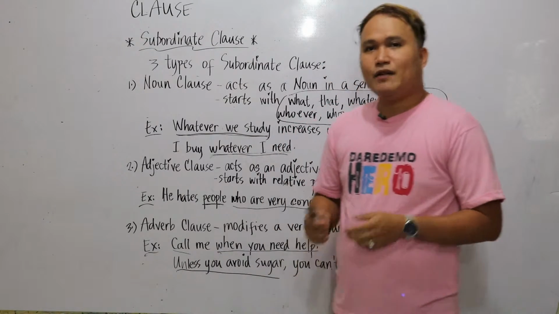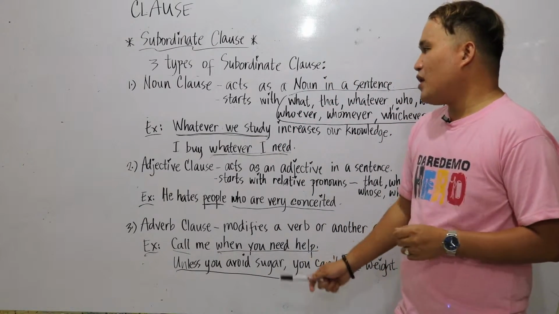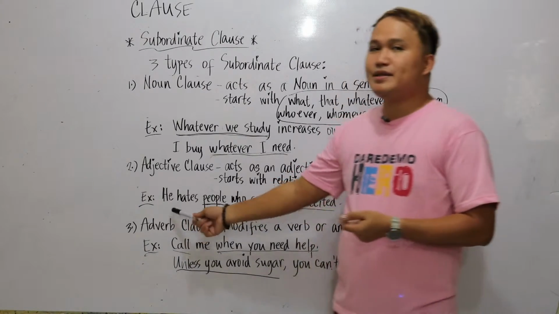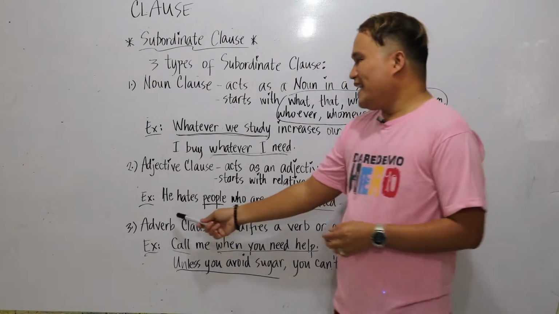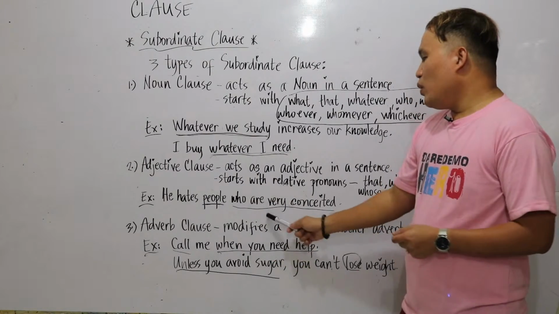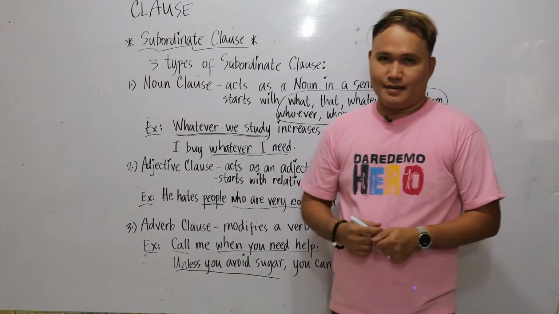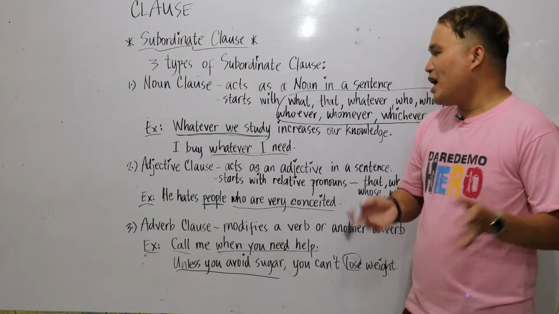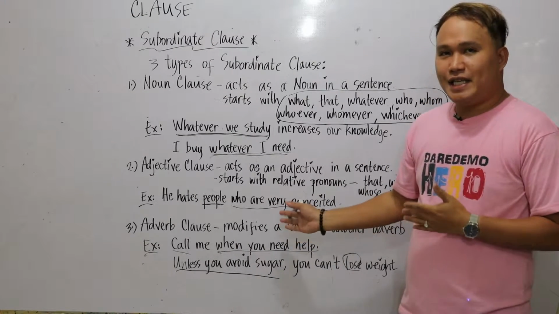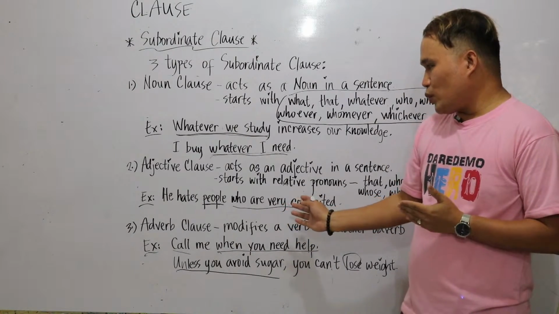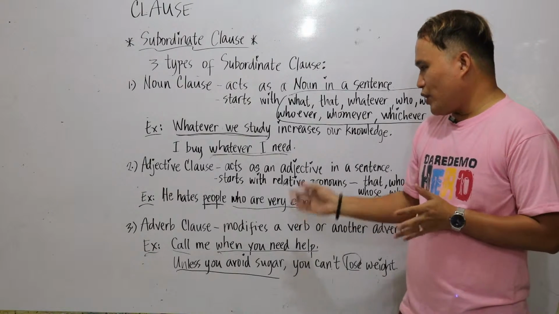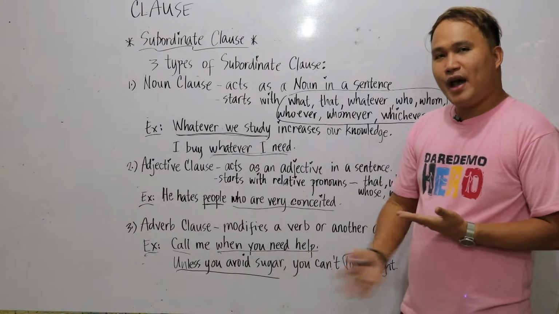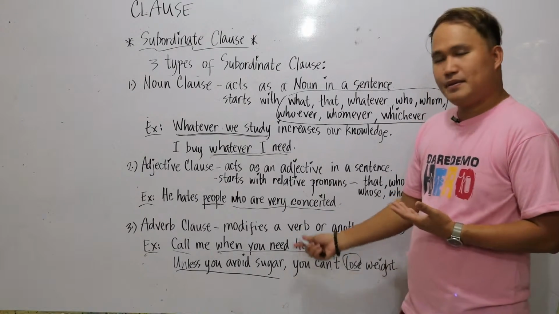Okay? Now for us to better understand what adjective clause means, let's have the example here. One example sentence. Let's read. He hates people who are very conceited. Okay? He hates people who are very conceited. Now, you can see here there's a word and clause being underlined. So what do you think is our adjective clause in this sentence?